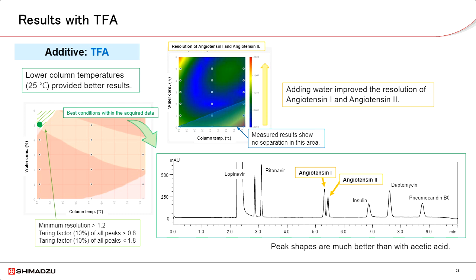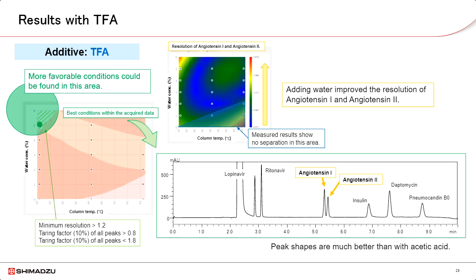Looking at the results from the design space of TFA in the water and column temperature stage of investigation, we can see that again, the lower temperature, 25 degrees C, provided the best result. And if we look at the color heat map in the middle of the slide, we can see the red area in the upper left corner. This is oftentimes an indication that we may have additional design space that needs to be explored. We can see that in terms of the overall separation, the peak shapes are much better than those observed with acetic acid.